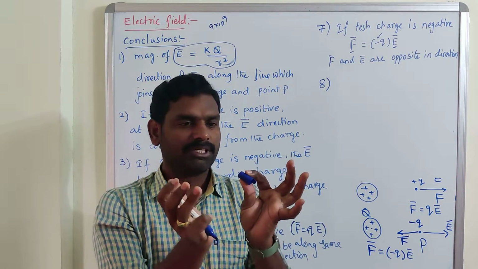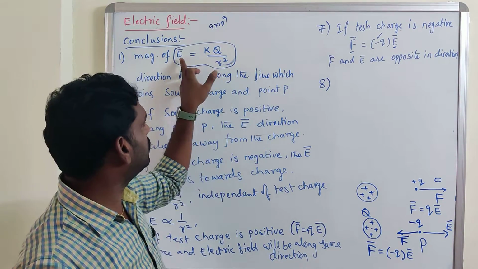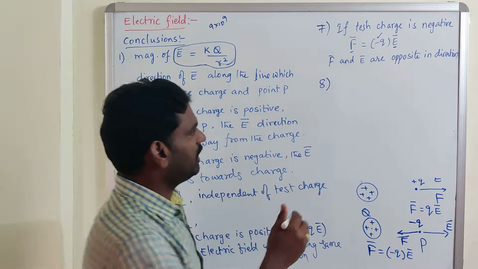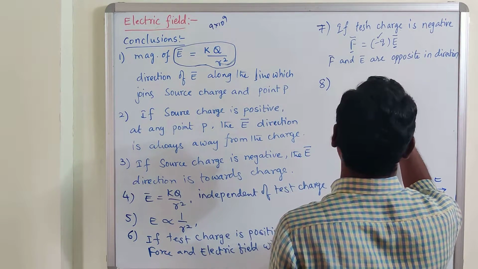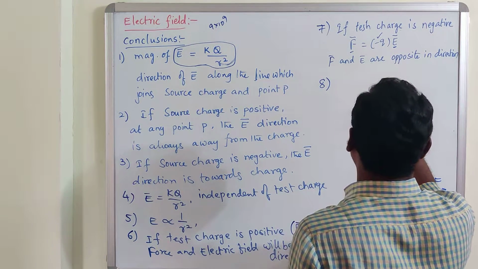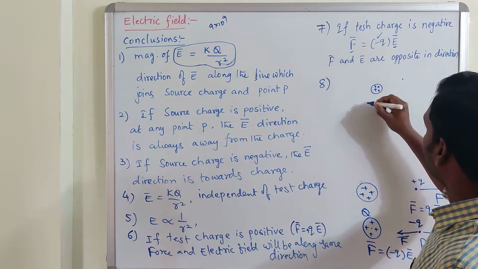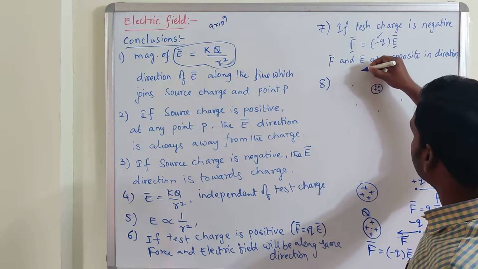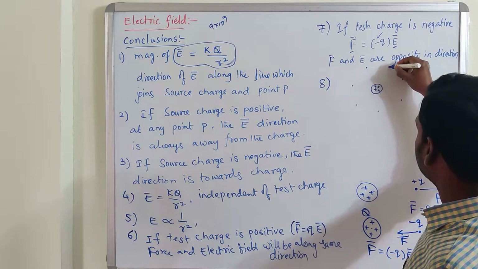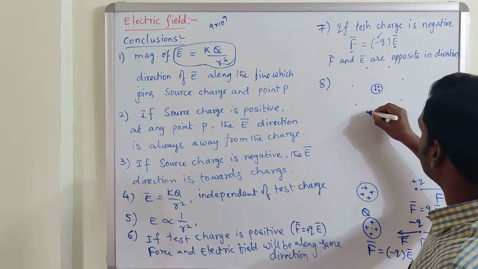At equidistance from the charge, the electric field is also equal. At all points the electric field is equal. Suppose I have a point charge here. All these points are at equidistance from the source charge.